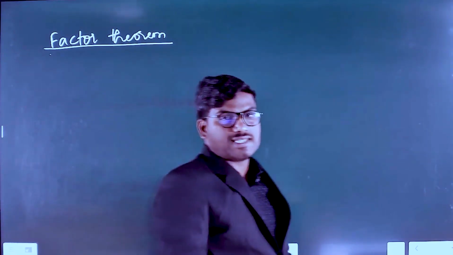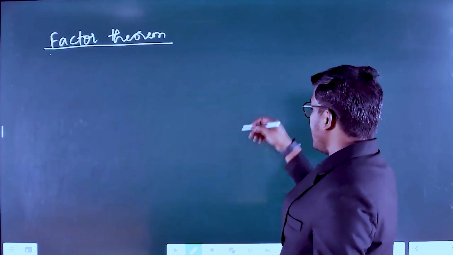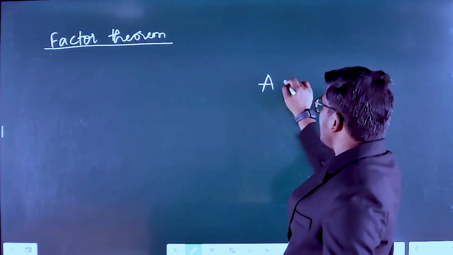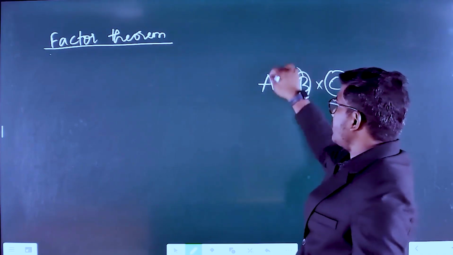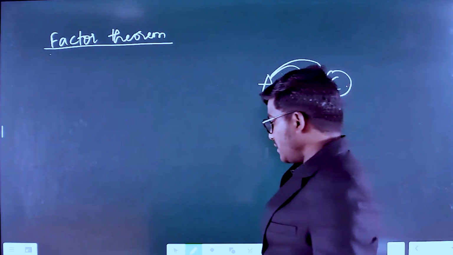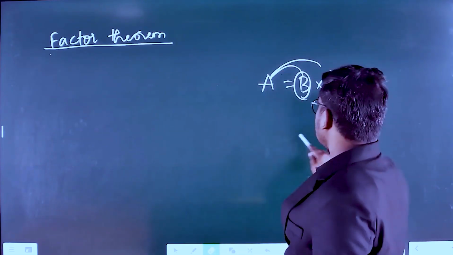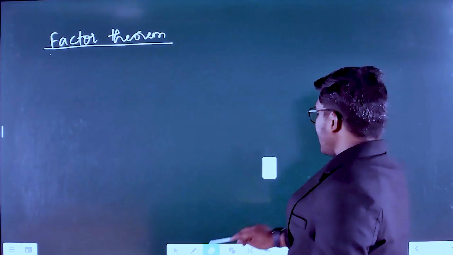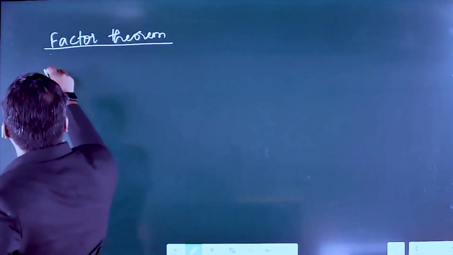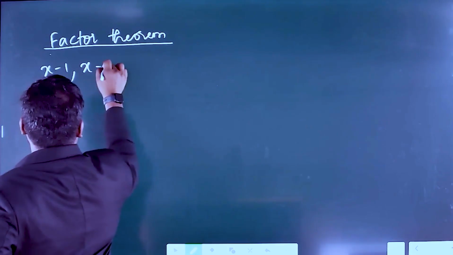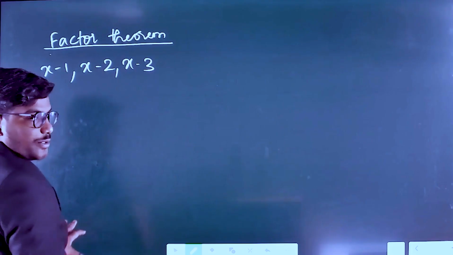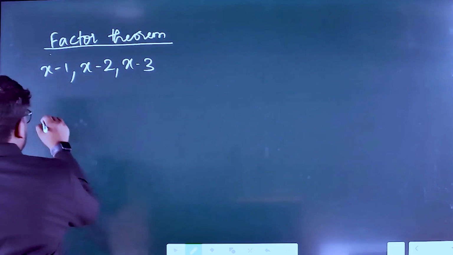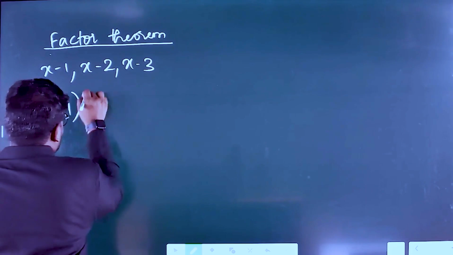So when I talk about factor theorem, I first need you to understand what are factors. If I'm able to write some expression A is equal to B into C, so essentially B and C are the factors of A, right? That is the proper definition of factors. So for us to understand factor theorem, we'll first take three expressions, x minus 1, x minus 2 and x minus 3, and then we'll multiply them together.